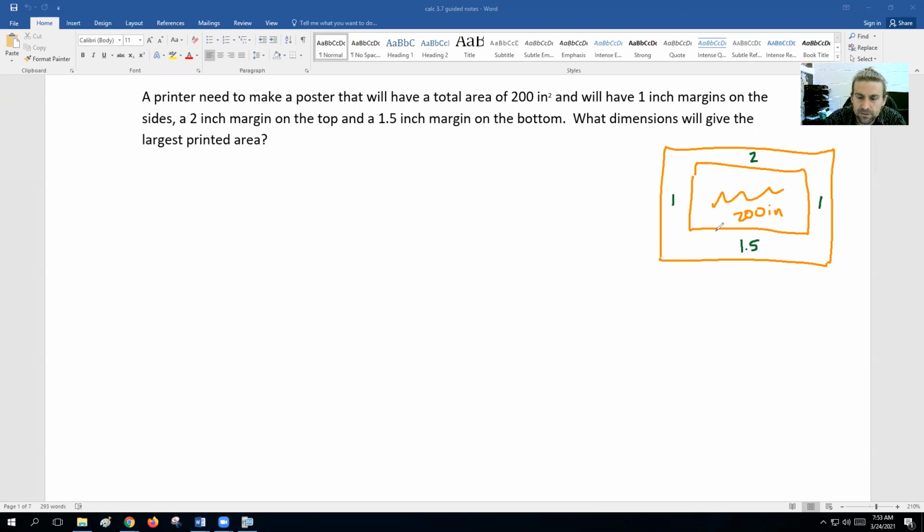Okay, so is that what we want? What dimensions with the largest? Oh, the poster will have a total area. You can make a poster that has a total area. So it's not that 200 is in this area here; the overall area of everything has to be 200.